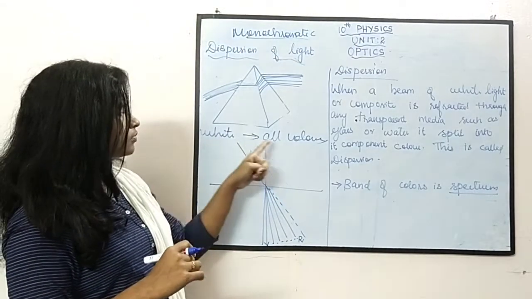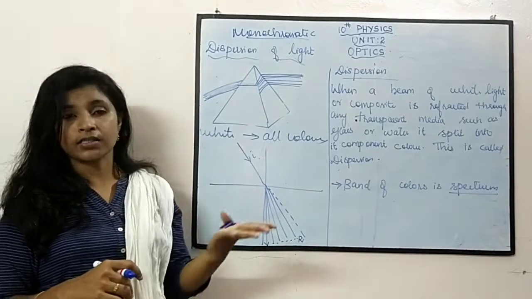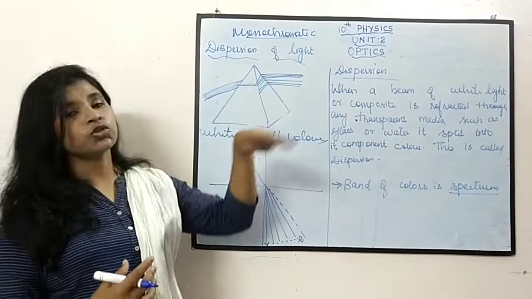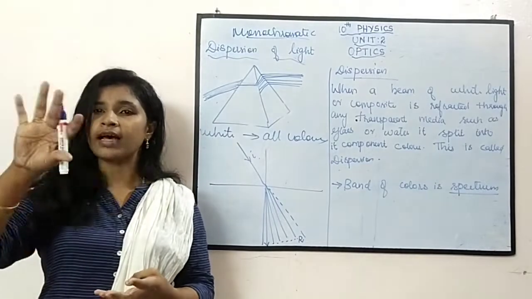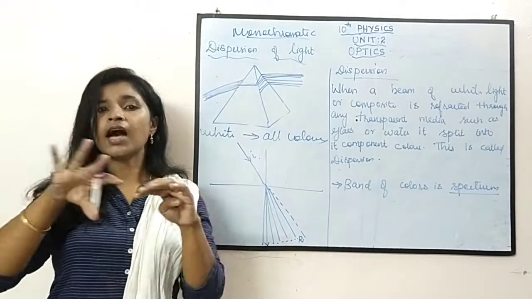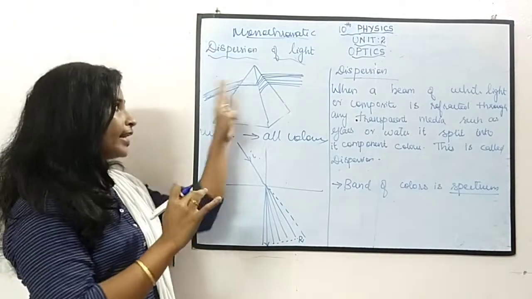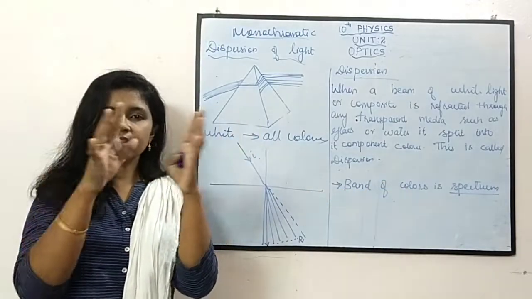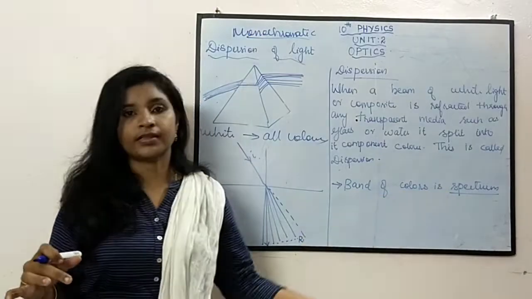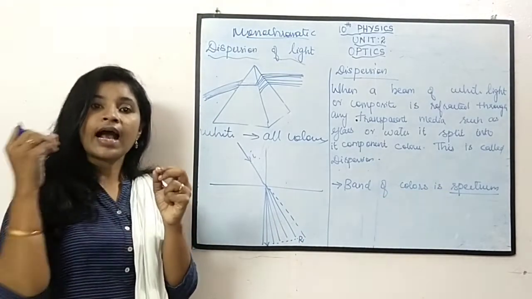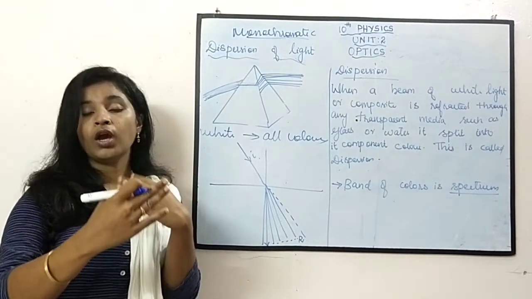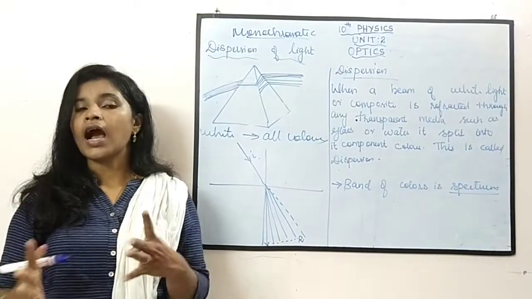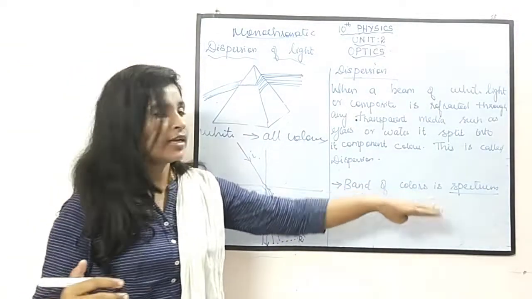So when this white light is allowed to pass through a glass or water, a transparent medium, what happens? It will split into its constituent or composite colors. The colors present in it are split. The way the light splits we call a band, a band of colors. The band of colors arranged one after another we call a spectrum. Understood? When white light falls on glass or water, it appears as various colors. That band of colors is what we call a spectrum.